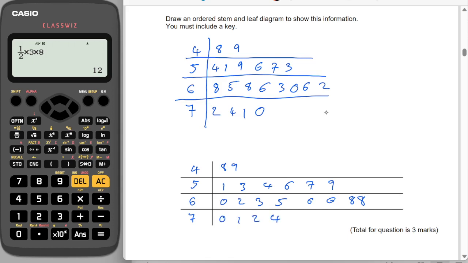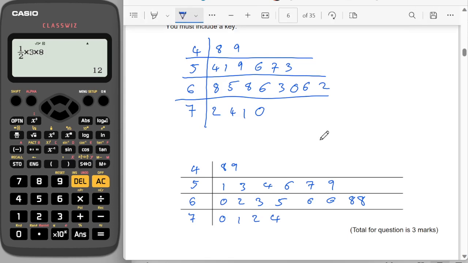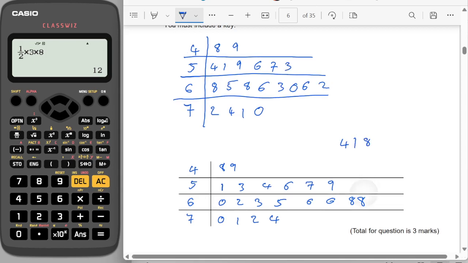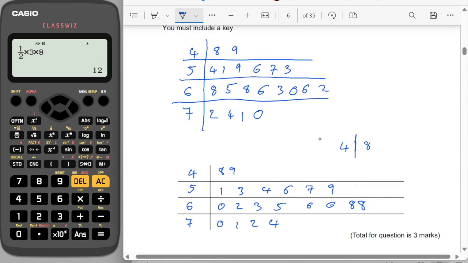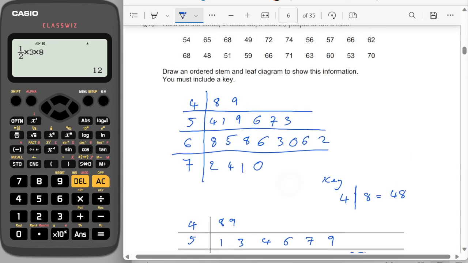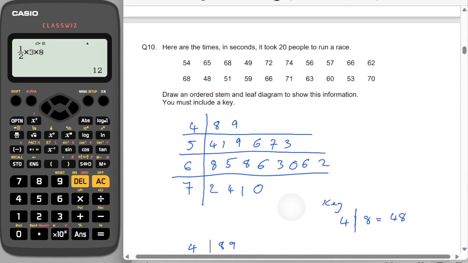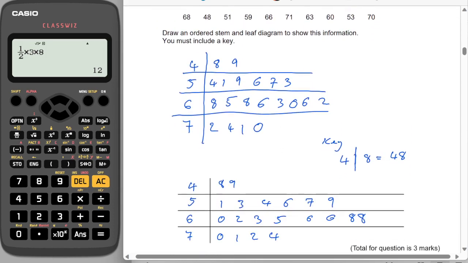And I always tend to include the very first value for my key, just to make it nice and clear for my examiner. So 4 | 8, I'll label it key, equals 48. And then I like to put 48 what? Time in seconds, so 48 seconds.